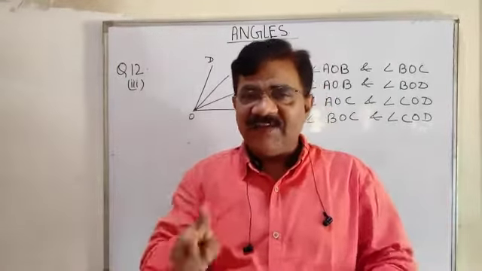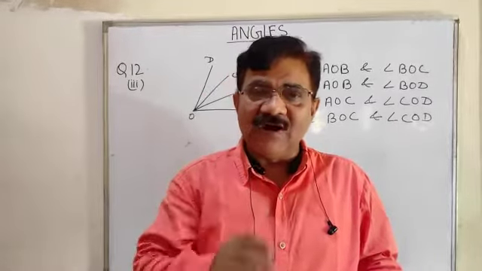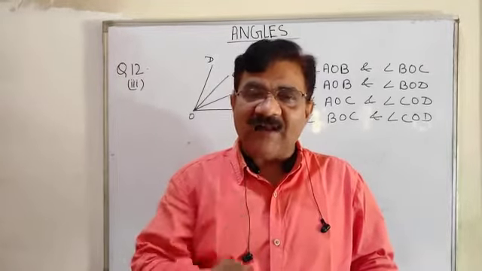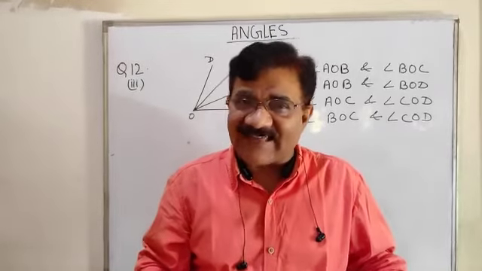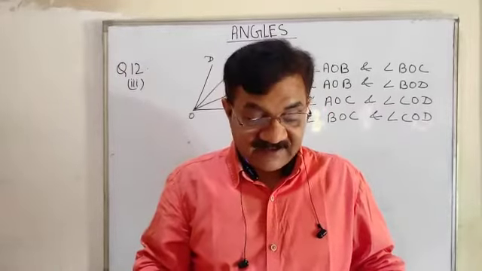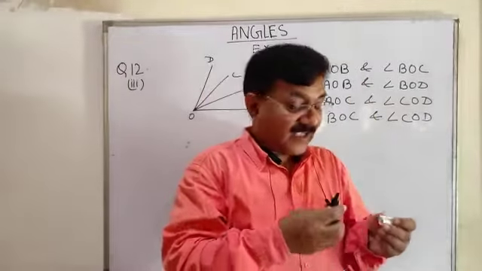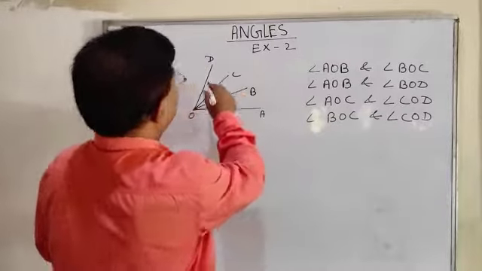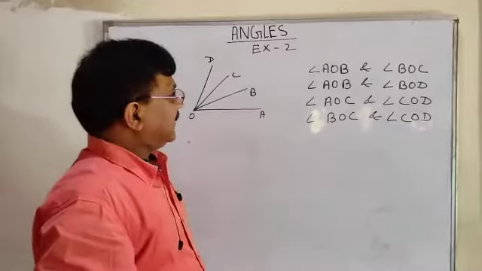Adjacent angles: keep in mind, if two angles have a common vertex and one common arm, and the non-common arms are on either side of the common arm, then they are called adjacent angles. Here we have to name all the pairs of adjacent angles, meaning two angles. First see this diagram and we have to name the pairs of adjacent angles.